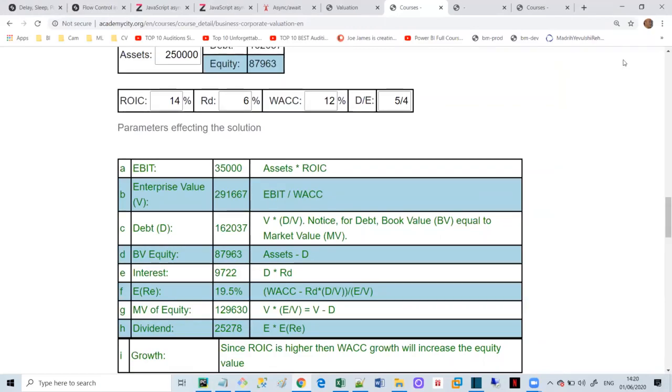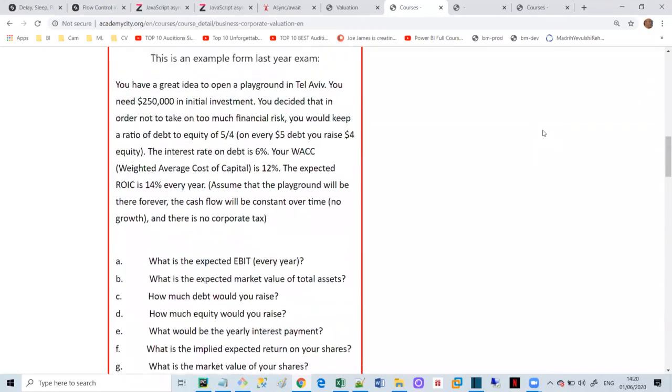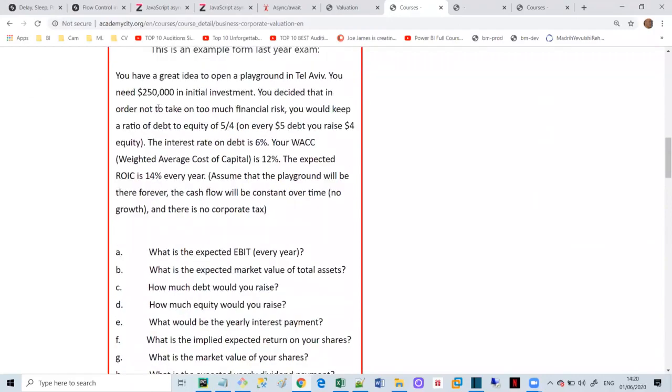Okay, let's move on. Let's do a recap, 1/3. They tell me I need to invest 250 in the company. They gave me the WACC. They gave me the proportion of debt to equity. They gave me the interest rate. They tell me there are no taxes and there is no growth. And they gave me the return on invested capital.